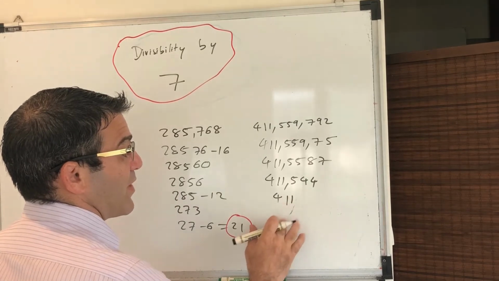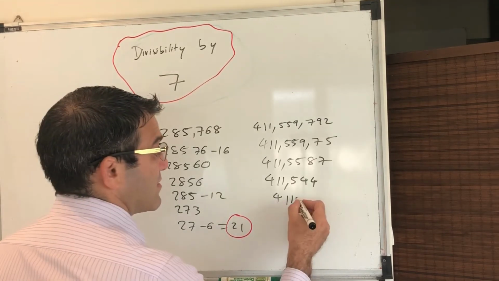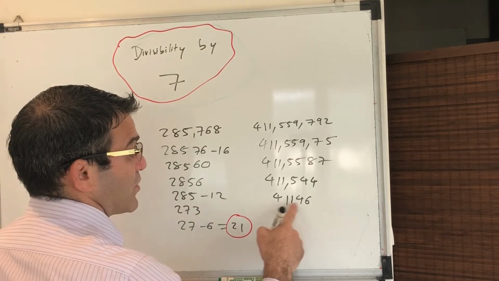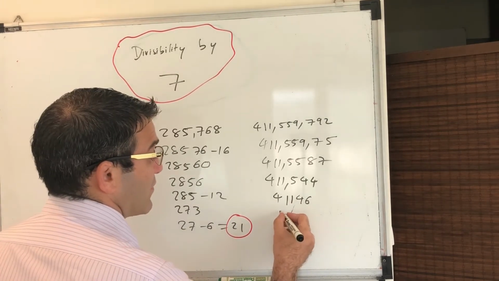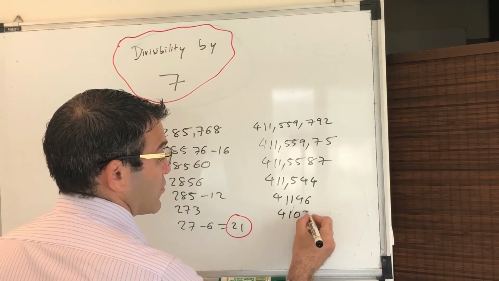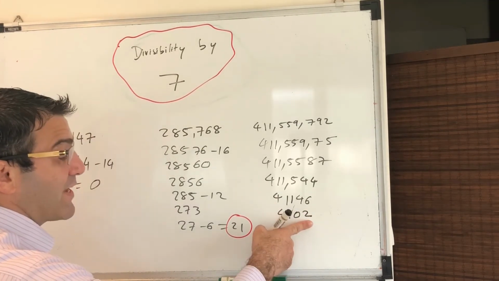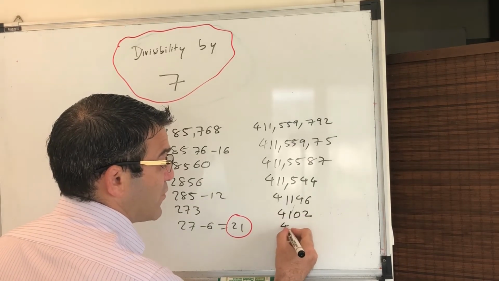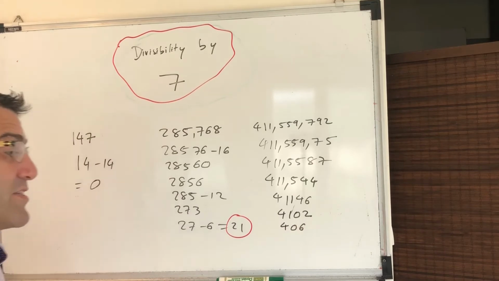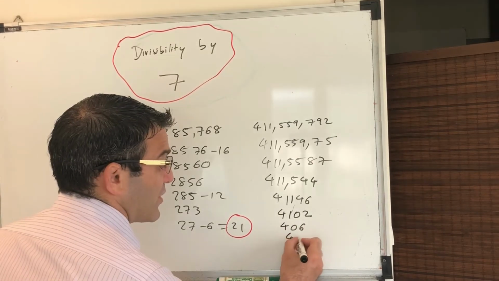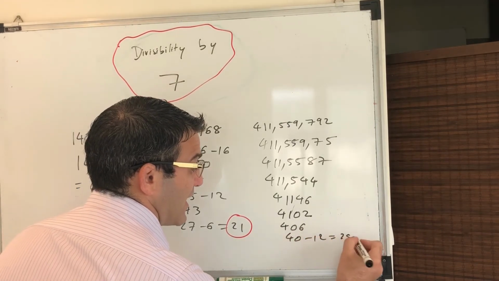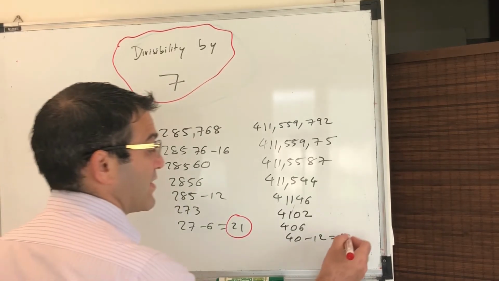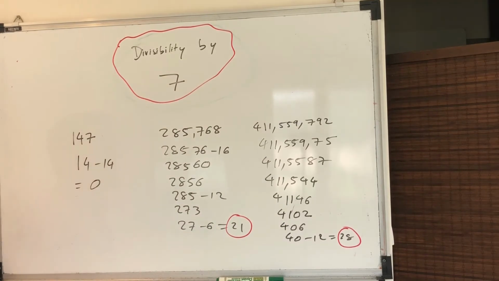What's 54 take away 8? 46. Double the last digit, I get 12. So what's 4114 minus 12? You'll get 4102. Double the last digit, I get 2. 2 times 2 is 4, so 410 minus 4 is 406. Double the last digit, I get 12. 40 minus 12, which is 28, which is divisible by 7. So you can say that this number here is divisible by 7.